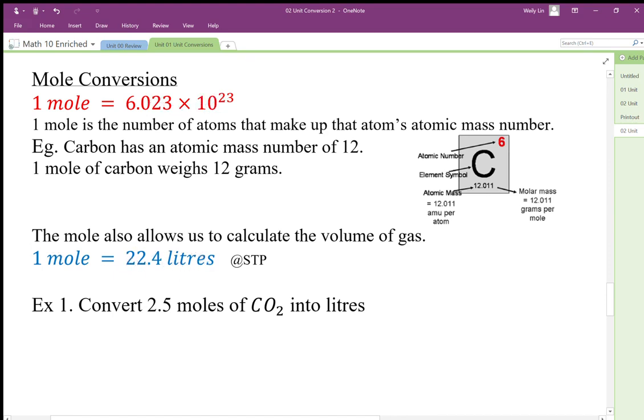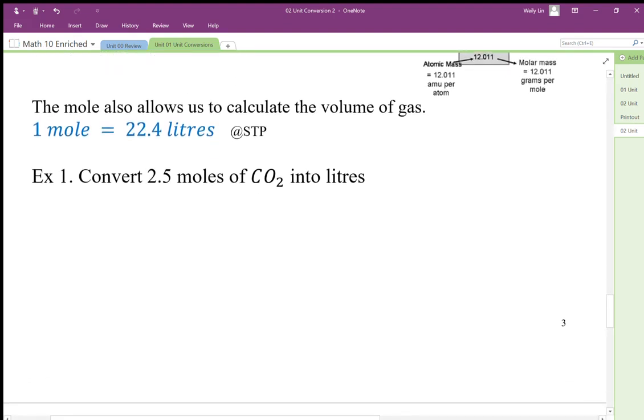Okay, now if you compress it, it'll take up less space, but then you're changing the pressure. But at sea level, that's how many liters of space 1 mole of particles takes up. So here I'll give you some examples of these calculations.